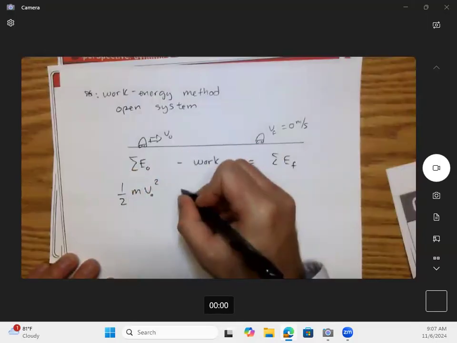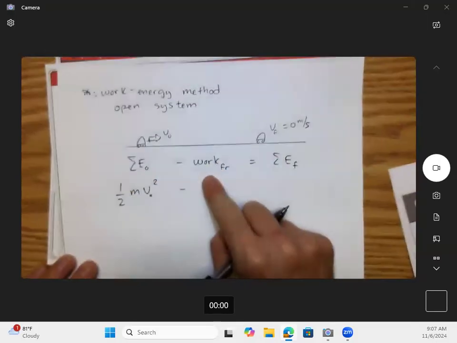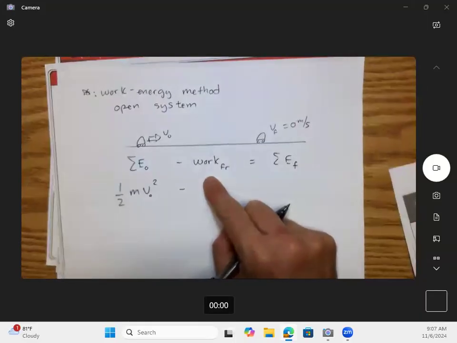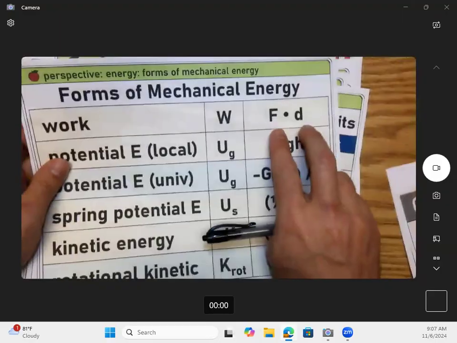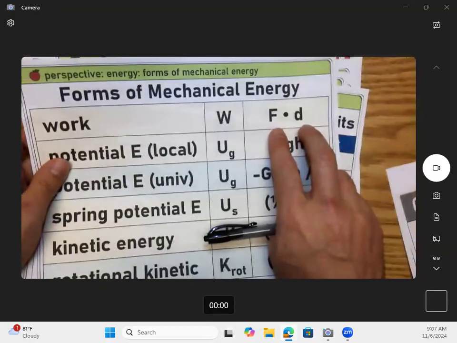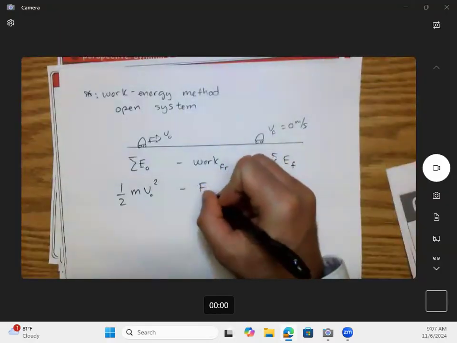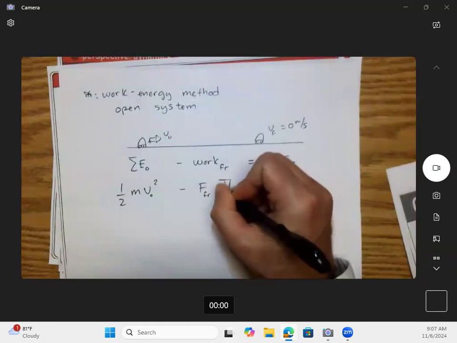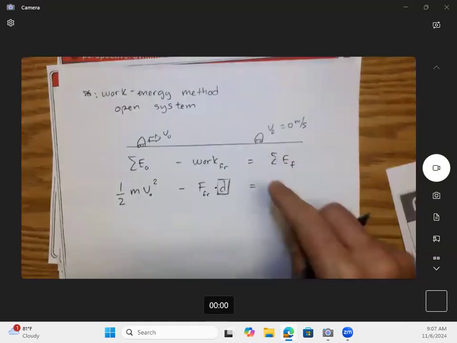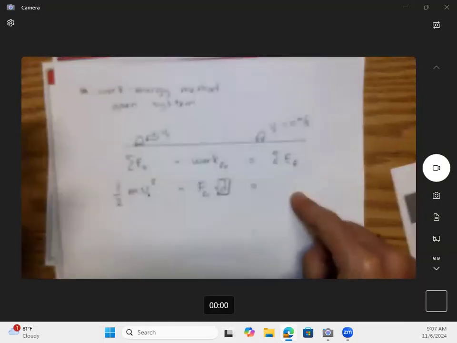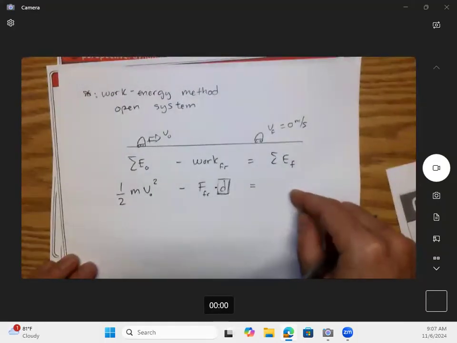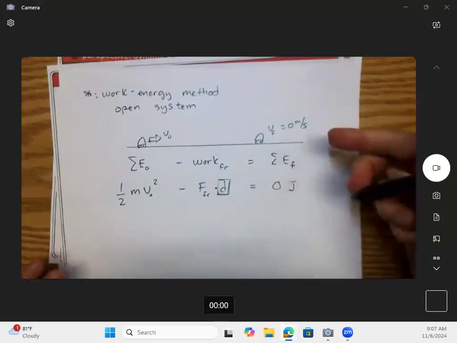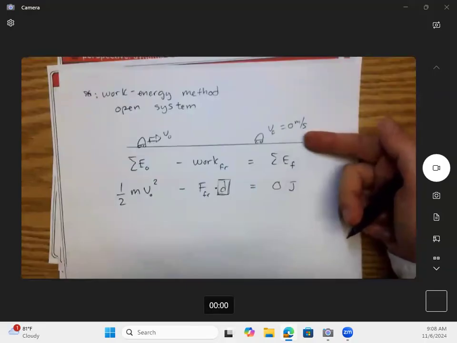Minus, guys, what's the formula for work? Force times distance. In fact, what force are we talking about? Friction force. So friction force times braking distance, which I think we're solving for, right? Equals, and what mechanical energy does the car end up with? 0 joules. Because it's not moving, so it has no kinetic energy.